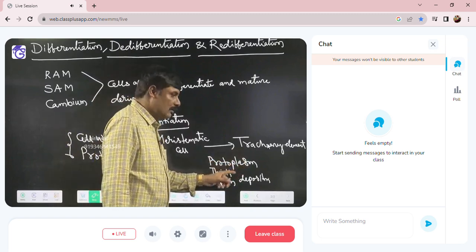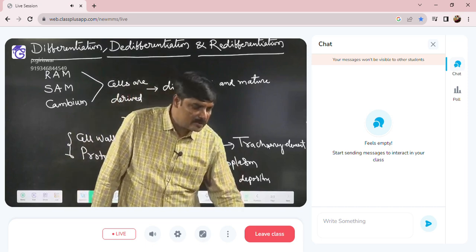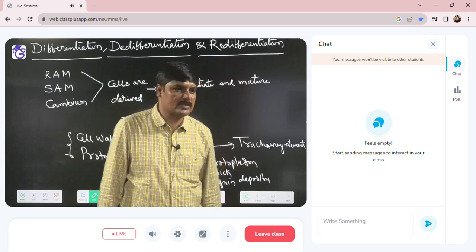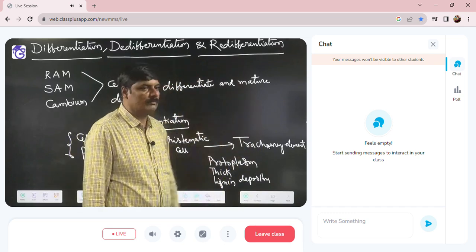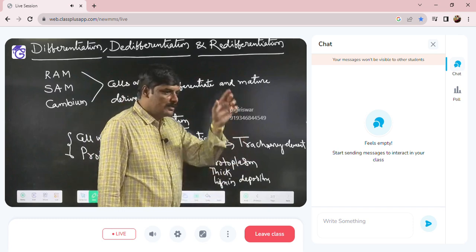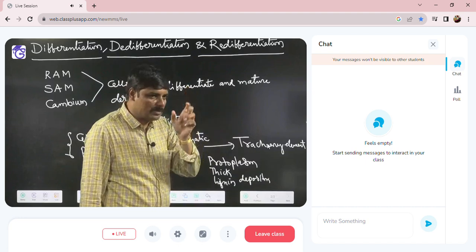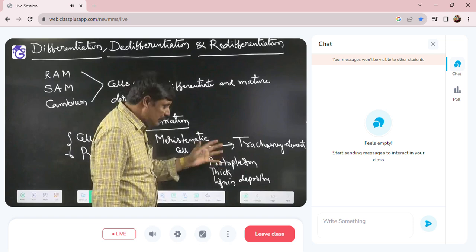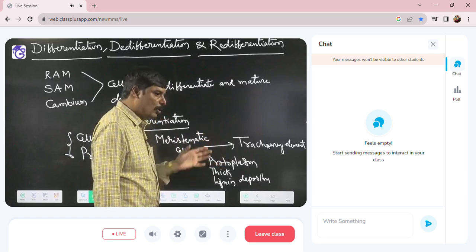Because in the tracheary elements, tracheids, water and minerals are conducted from the root system to the shoot system. Therefore, the walls must be strong. That is why the cell wall becomes thickened and hard. And for that, deposition of lignin takes place. Cell wall becomes thick. No protoplasm.